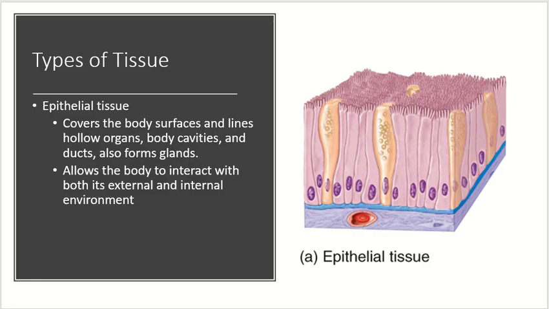So for starters, we're going to start with epithelial tissue. This is a tissue that's responsible for covering the body surfaces. It also lines hollow organs as well as body cavities and various ducts, and forms glands. Epithelial tissue allows the body to interact with both the internal and external environment. And we're going to look at the components of this a little more in depth.